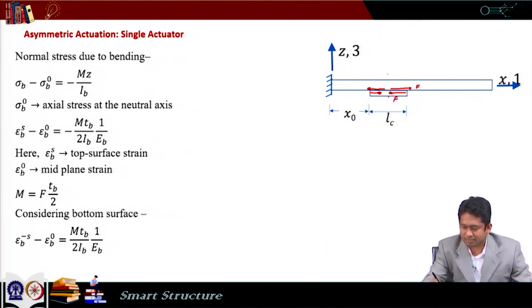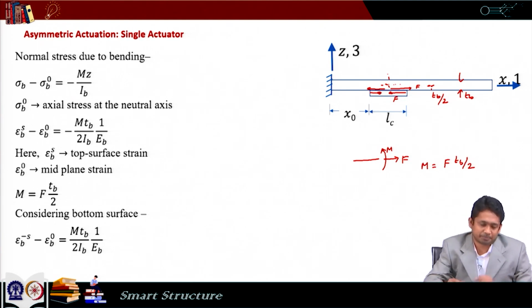So, if we look at the beam section, at the middle of the beam section, we see that it is under an actuation force F and a bending moment M. If the distance from the mid part to the bottom part of the beam is Tb by 2, given that our beam thickness is Tb, then the bending moment can be written as F multiplied by Tb by 2. Now, here there is a bending moment accompanied by an axial force.